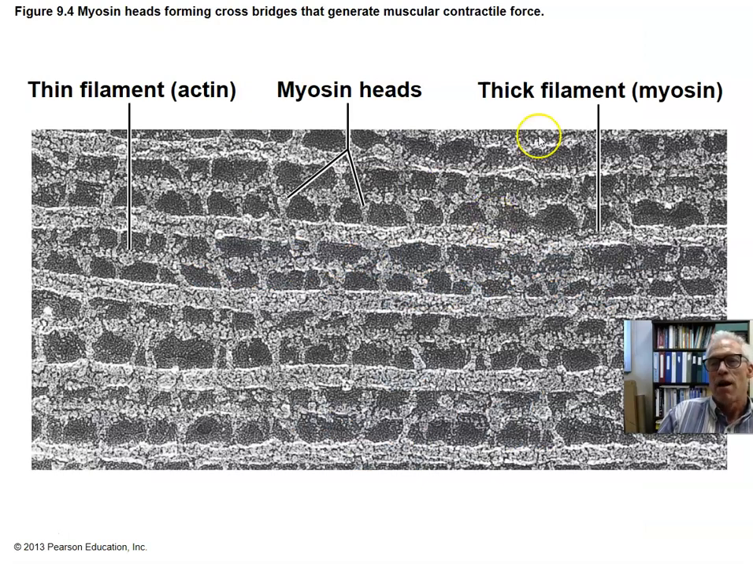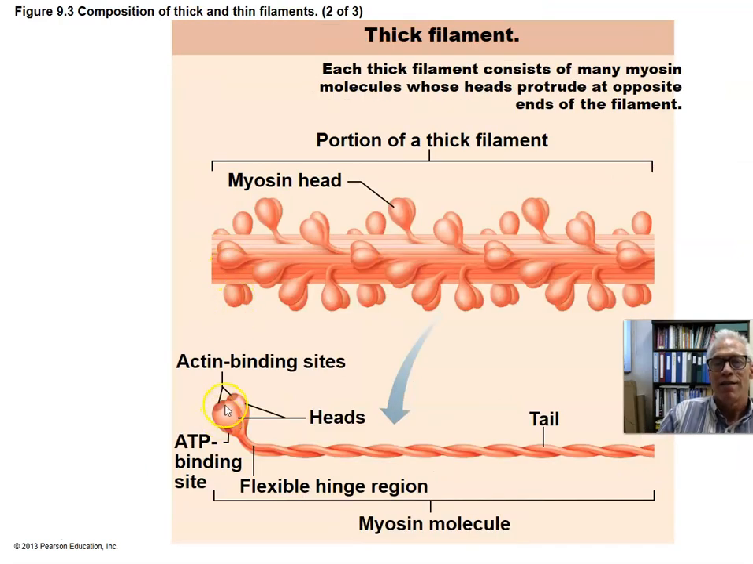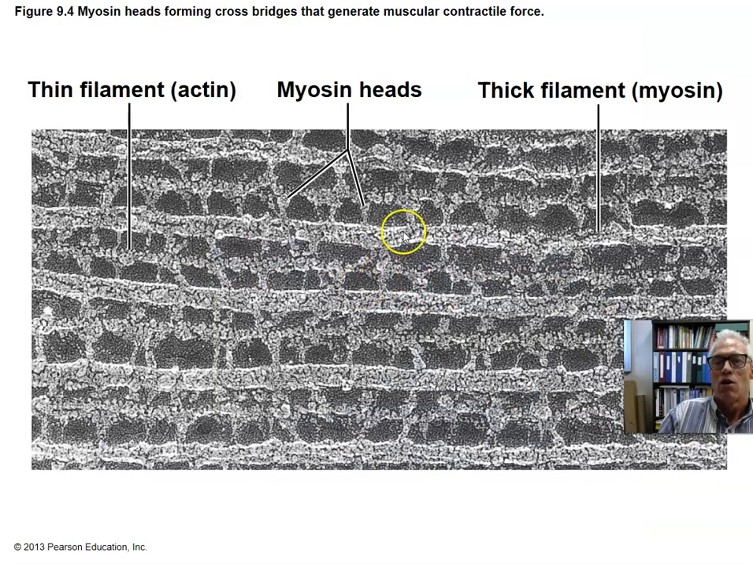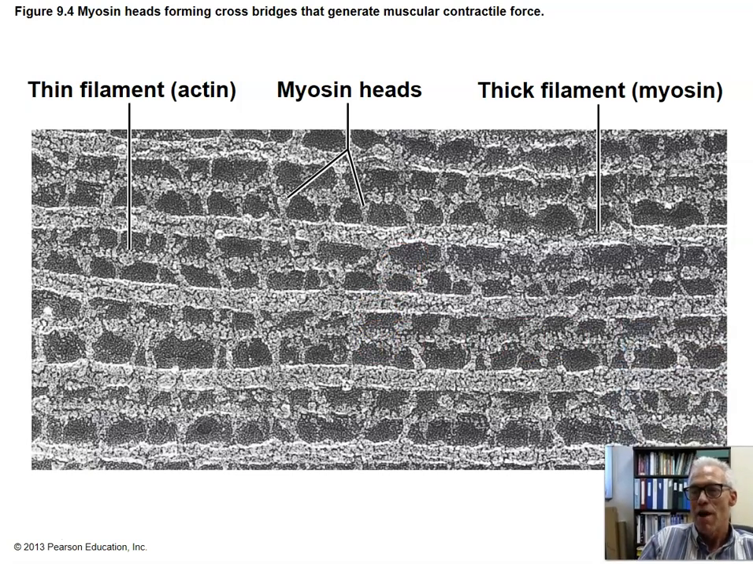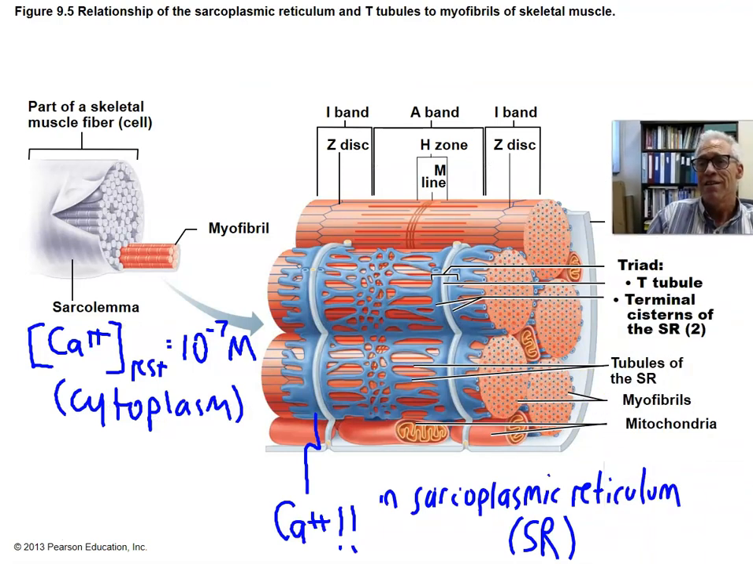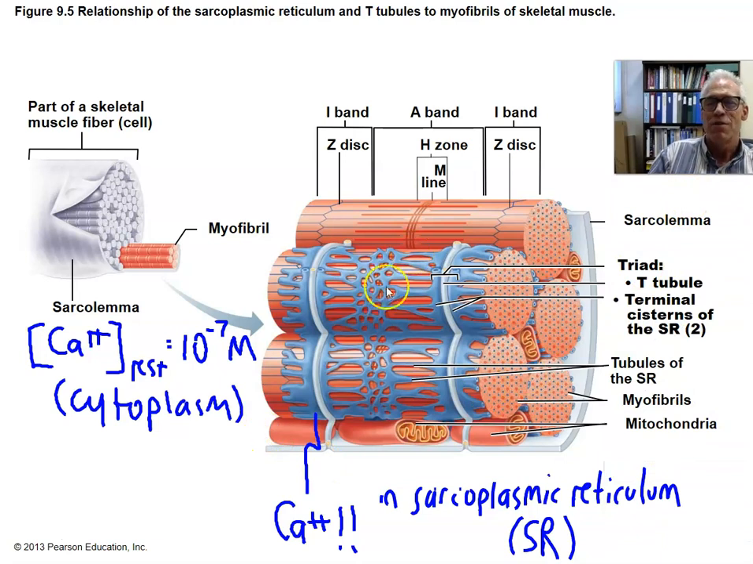Here's a beautiful micrograph showing the actual physical nature of these things. The thick myosin filaments are shown here, and here we can see the thin actin filaments, and we see what are called cross bridges between the two. In this case, the myosin heads have been allowed to attach to the actin filaments, and we have cross bridges. And that's the beginnings, the prerequisite for muscle contraction: the formation of those cross bridges. So that's pretty cool.